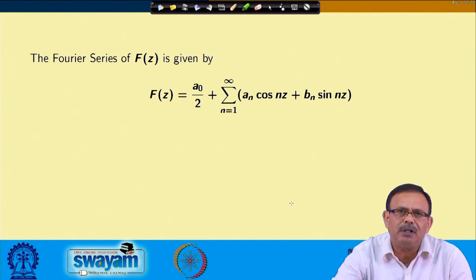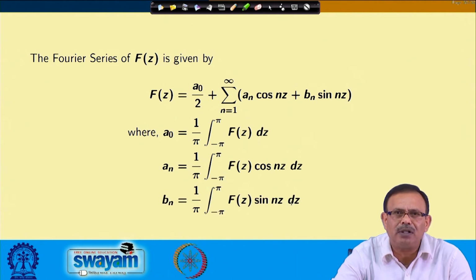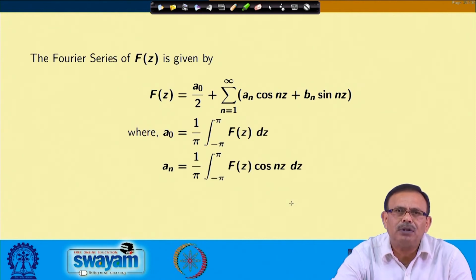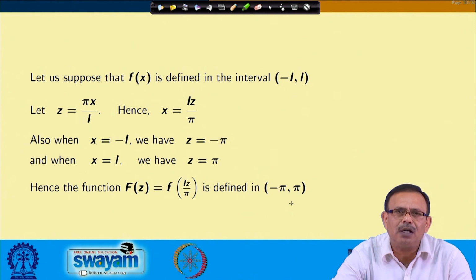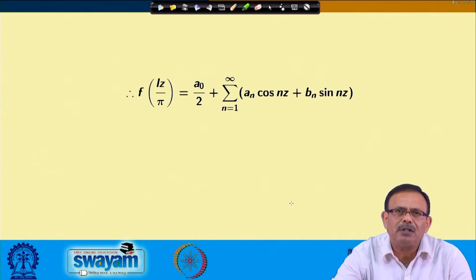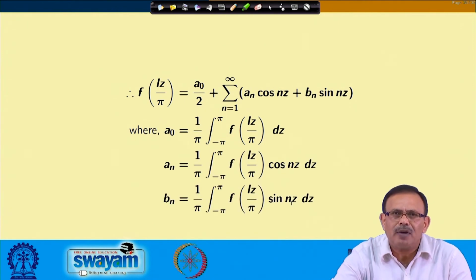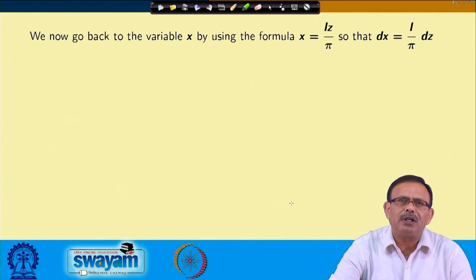So, F(z) can be written in terms of this, where a naught, a n and b n are these three integrals. Now, substitute here the value of capital F(z), which is nothing but f of L z by pi, which we have shown here: capital F(z) equals f of L z by pi. Once I write this, I will obtain f of L z by pi, where a naught, a n and b n will be changing. Now, I have to replace z by x, using the formula x equals L z by pi.